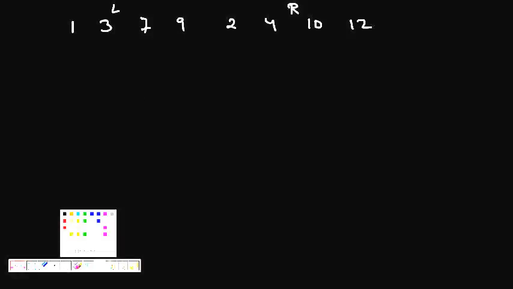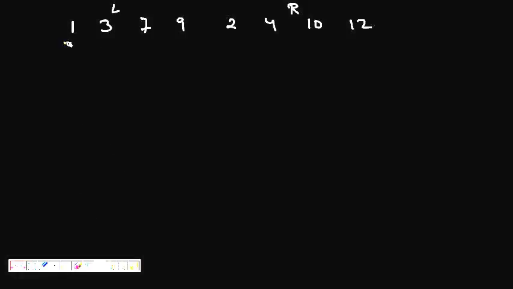So we have an array. Here we have 1, 3, 7 and 9. Okay, and here we have 2, then let's say 4, 10 and 12. Okay, so this is L, this is R, and now we are going to follow the algorithm.